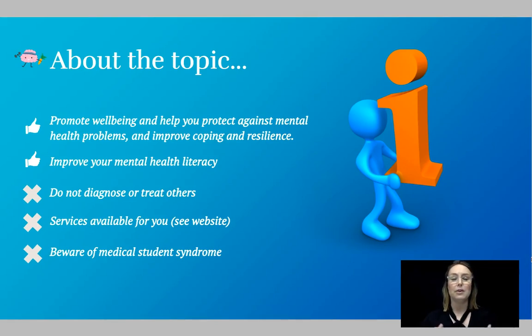So lastly here, I wanted to go through some really key points. This topic is incredible because it promotes well-being. It can help protect against mental health problems. It can improve how you cope with adversity and stress, and it also can improve your resilience as well. So that's why this topic is really great. It also helps to improve your mental health literacy.